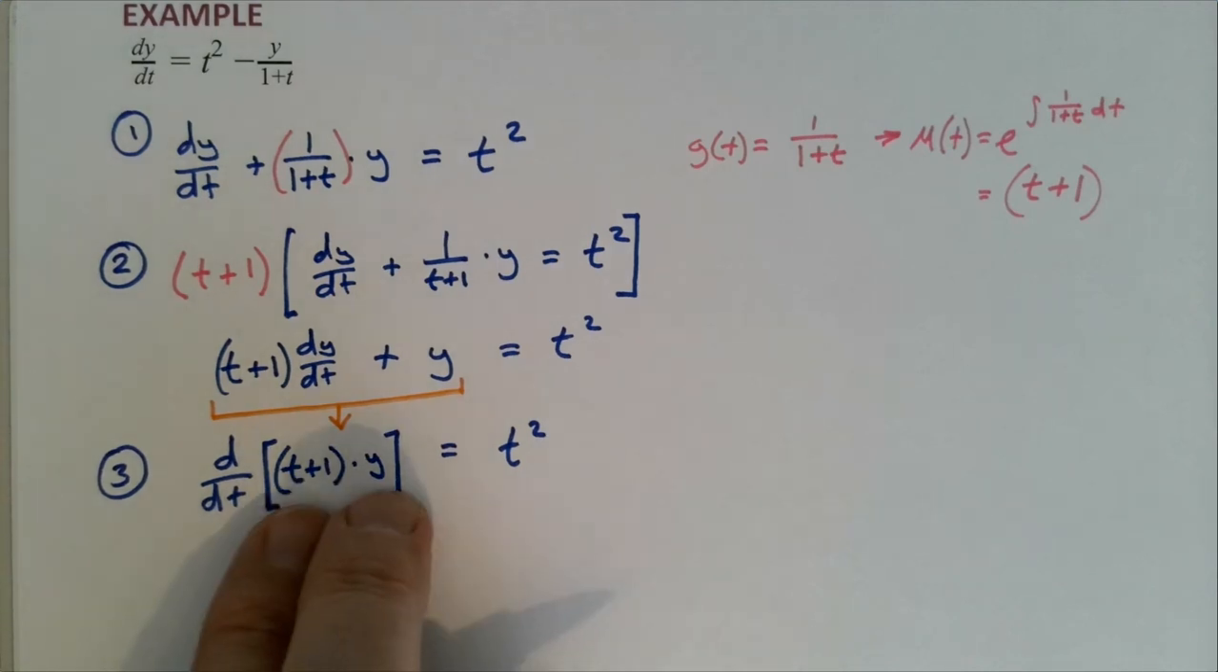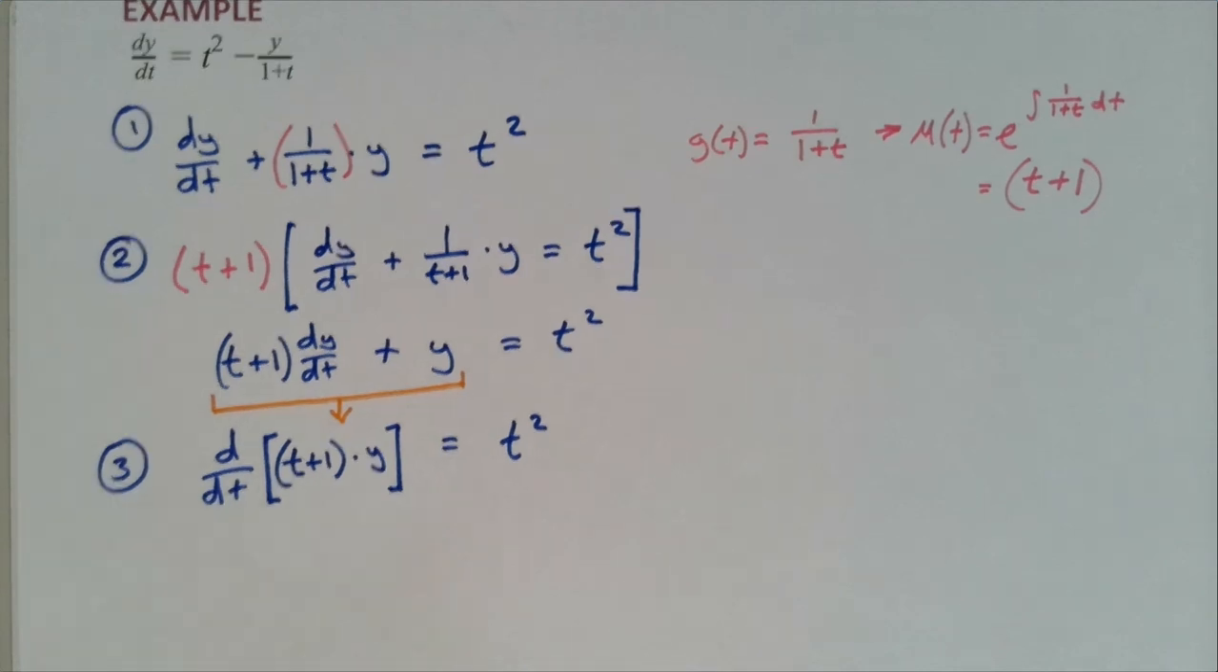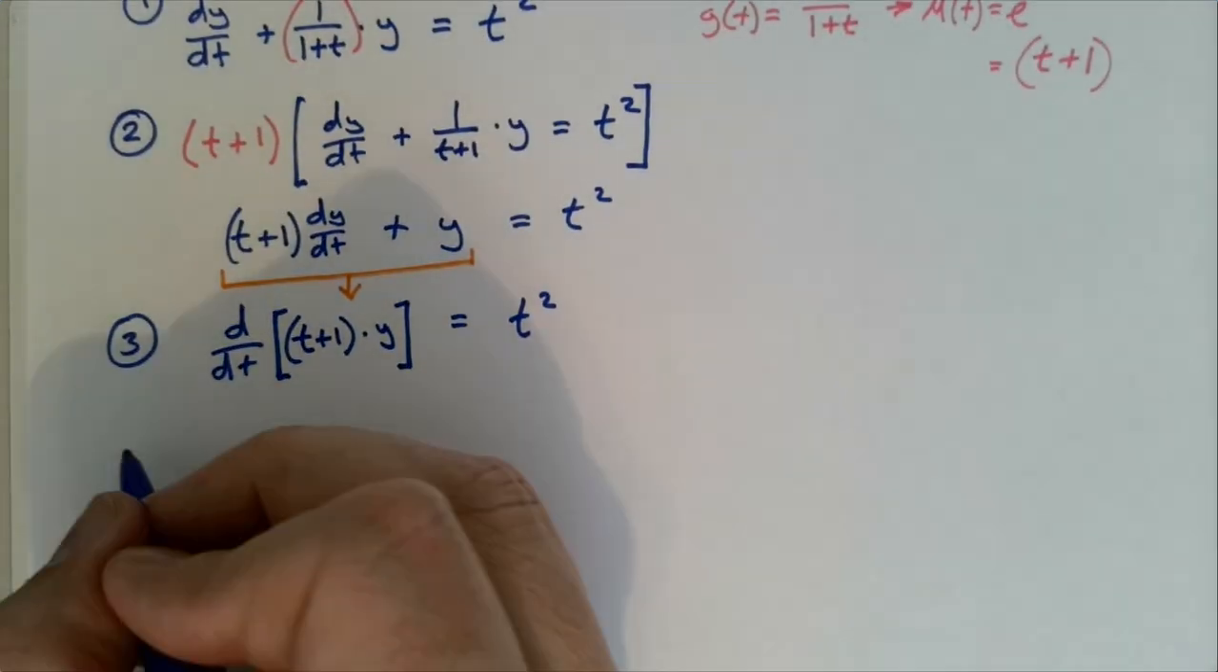And you can double check it at this point and say, well, if I took the derivative of this product, it would be this thing times the derivative of y plus the derivative of this thing times y. And sure enough, that's what we see in the previous step. So next step, I get to do the integration.